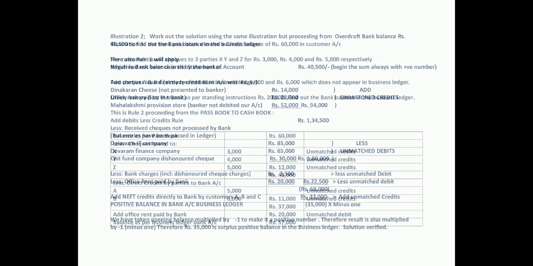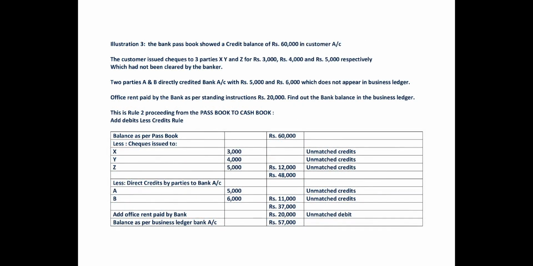Illustration 3 similarly calls for rule 2 as we are proceeding from passbook to cash book. Balance as per passbook is surplus balance. 2 parties A and B directly credited the bank account with 5,000 and 6,000, which do not appear in the business ledger. This is an unmatched credit to the extent of 11,000, and therefore these unmatched credits are deducted. The rule here is less unmatched credits and add unmatched debits.